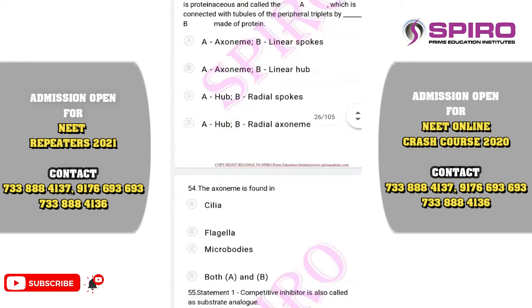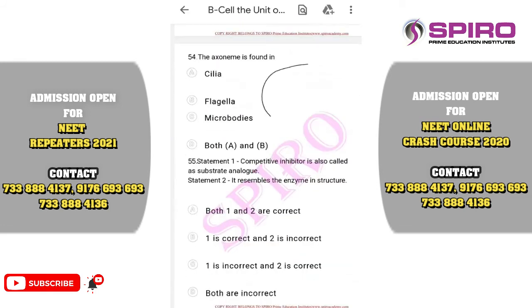The axoneme is found in, just now I have explained to you, axoneme is the central part of the flagella. It is called as axoneme. It is present in both cilia and flagella. So the correct option is both option A and B.